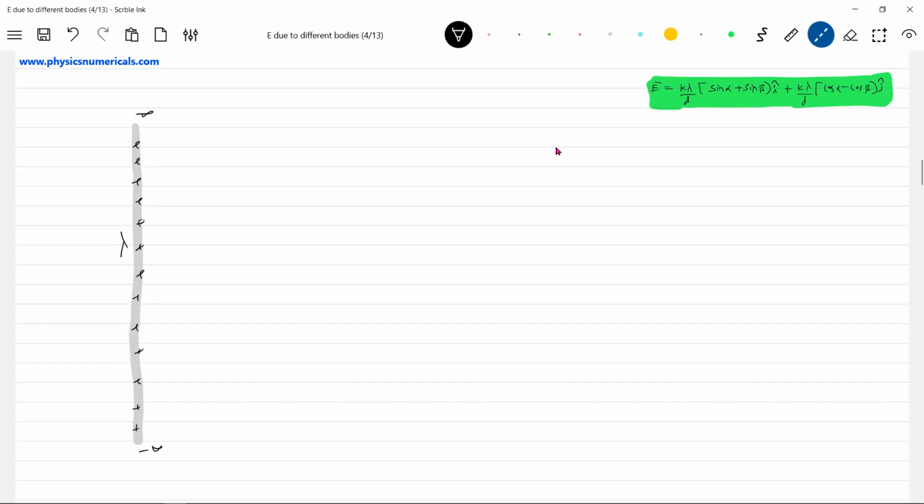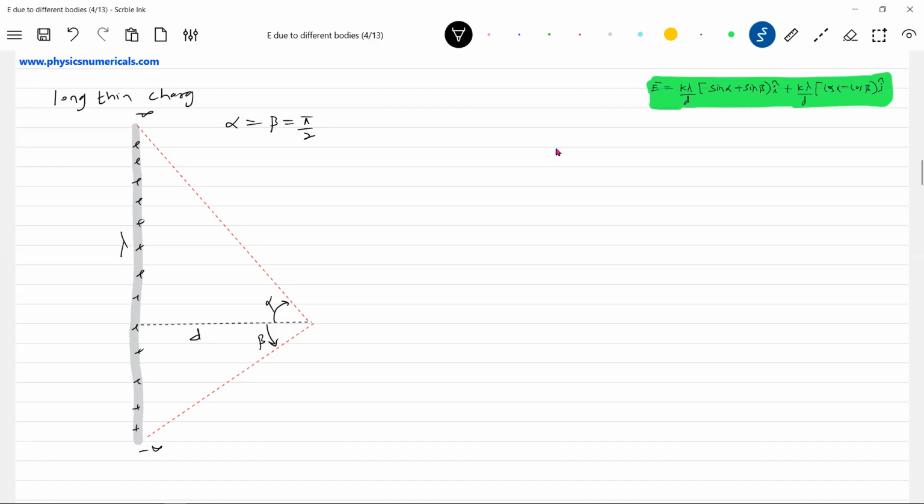Now what is the field strength at a distance D is asking. What are alpha and beta as it is a long rod? So alpha and beta tend to 90 degrees. Long, thin, charged rod, or infinite long, thin, charged rod it is.